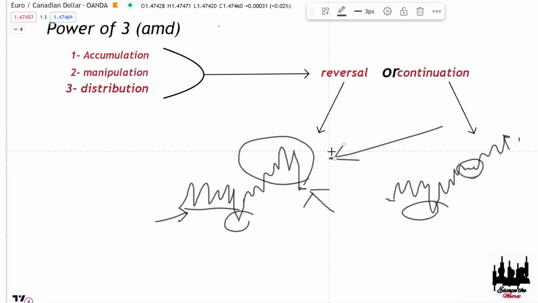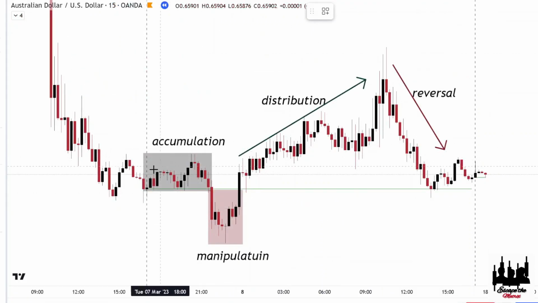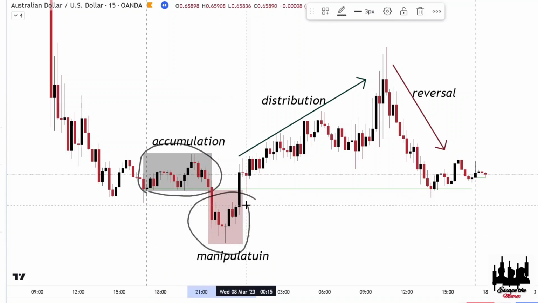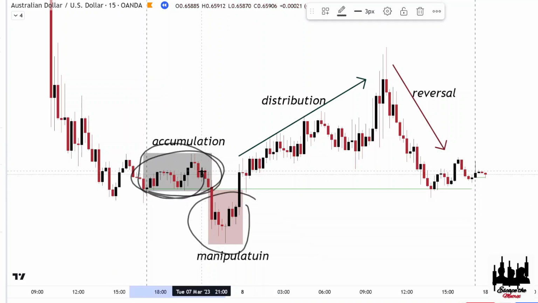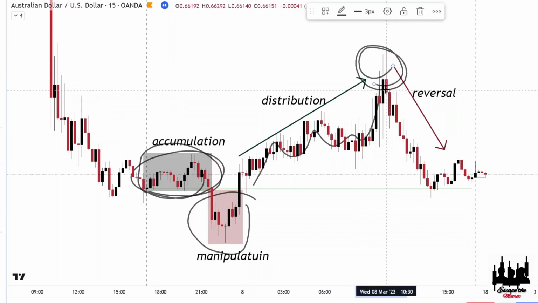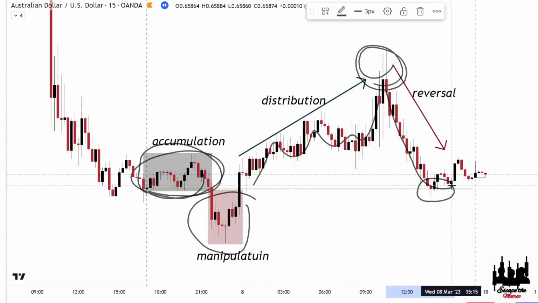So let's go into a chart example and expand on this. So here we have an accumulation. Price accumulated when the daily candle opened. Went for manipulation. Took out the consolidation right here. Trapped all the sellers to later on expand. And then form a reversal here, which we'll get into in a second, to later close below.